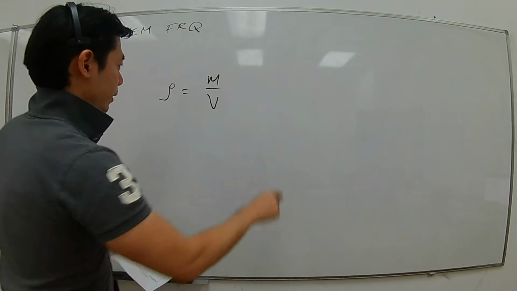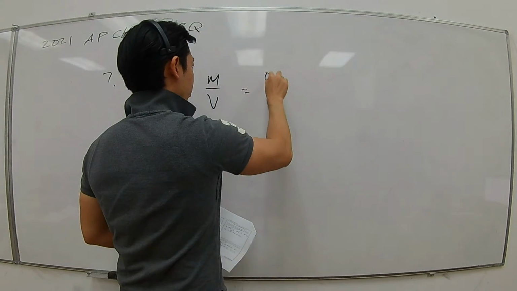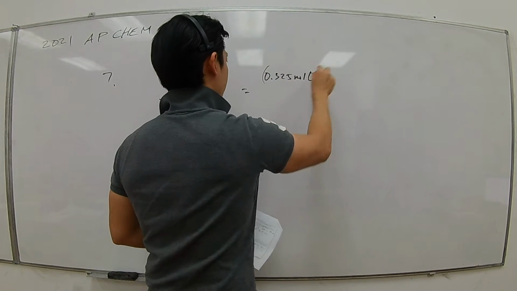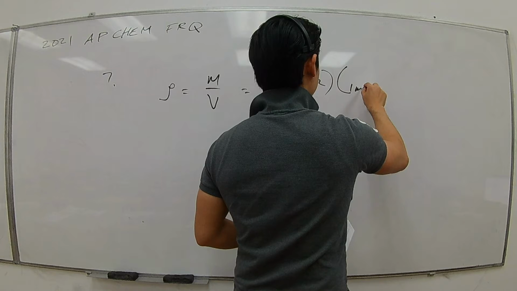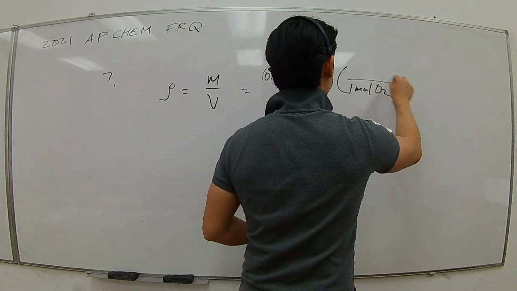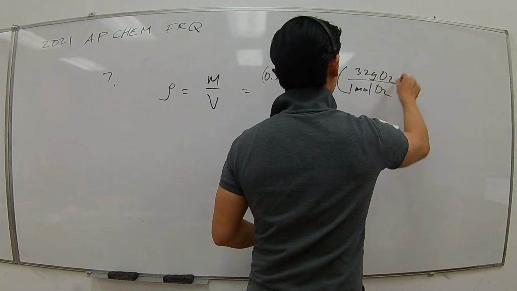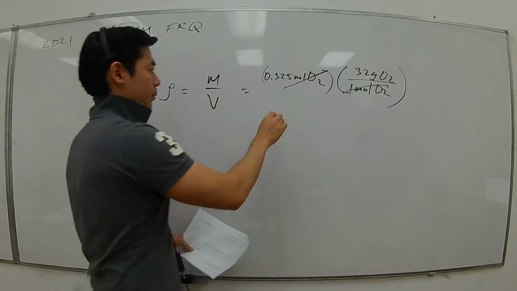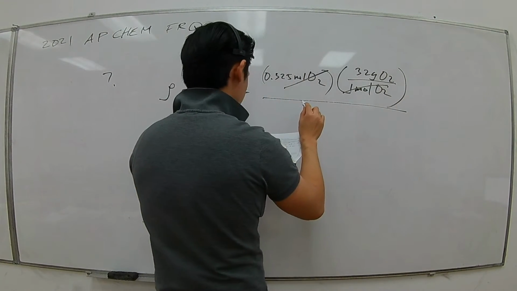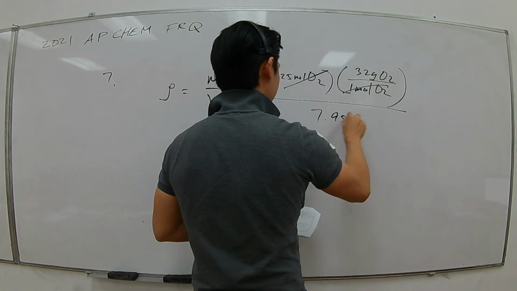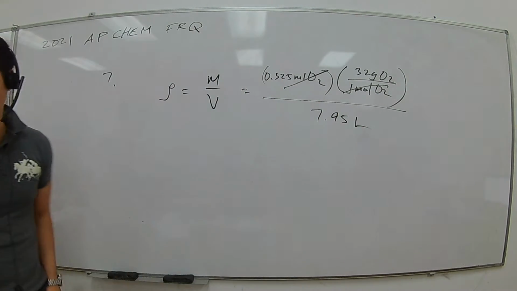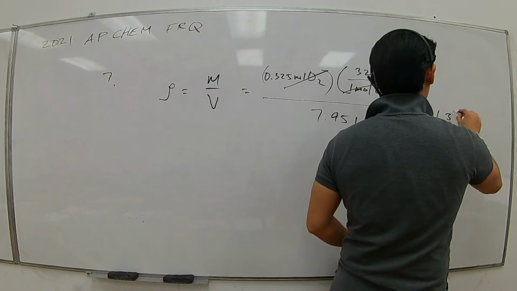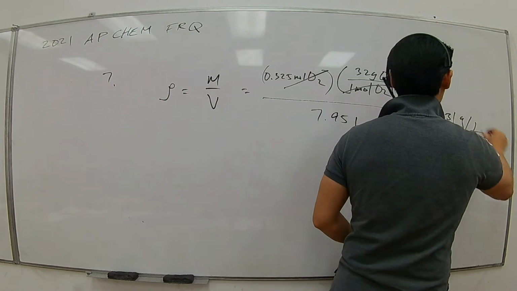Yes, we can. We have 0.325 mole of the O2 gas, and 1 mole of O2 equals around 32 grams of O2. So this will get you the mass of the O2 gas, and you divide by the volume, which they provided as 7.95 liters. If you solve this, you probably will get around 1.31 grams per liter, somewhere around there.